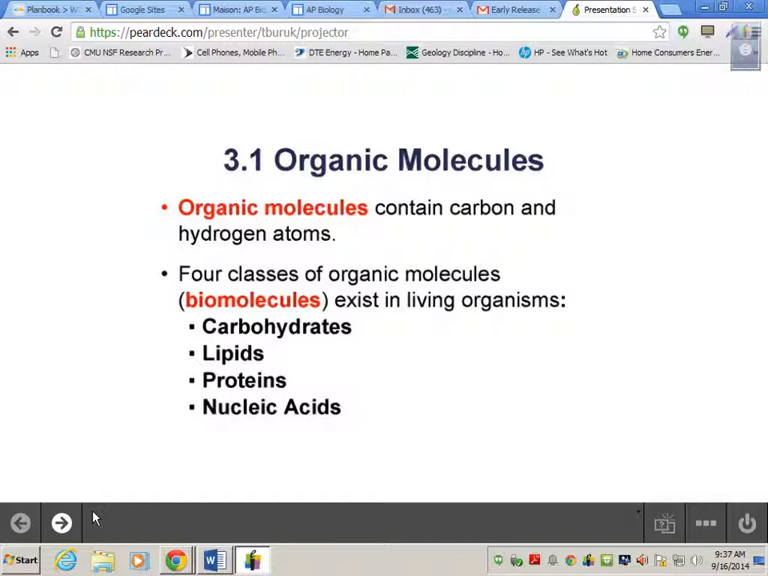So organic molecules contain carbon and hydrogen atoms. You guys remember your N-CHOPs, right? Okay. And the 4 classes of organic molecules, the biomolecules, if I ask you what they are, I'm of course referring to carbohydrates, lipids, proteins, and nucleic acids. The monomers of carbohydrates are monosaccharides. The monomers of lipids are fatty acids. The monomers of proteins are amino acids, and nucleic acids are nucleotides.